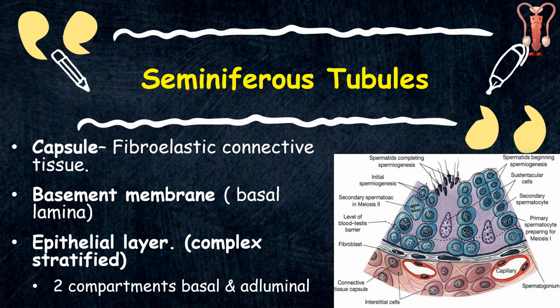They are arranged in two compartments. One is the basal compartment, another one is the adluminal compartment. This epithelium consists of mainly two types of cells: one is the spermatogenic cells, another one is the sustentacular cells or Sertoli cells.